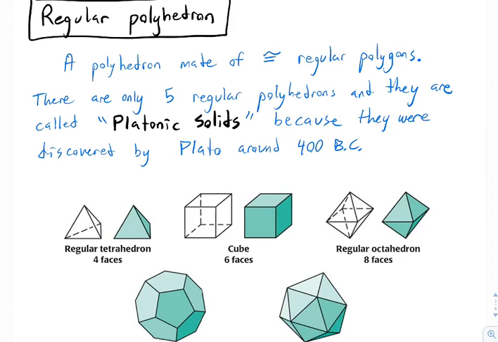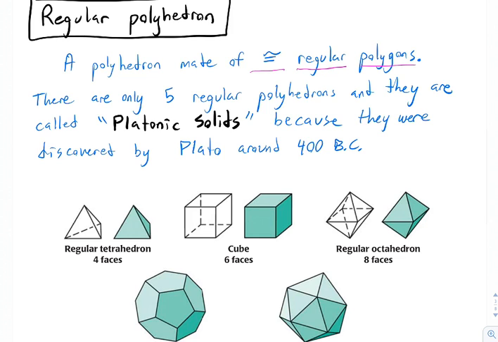So it can't just be that it has all of the faces being the same, because on that face, one edge might be longer than another. So what it has to have is it has to have congruent regular polygons. So not only are each of the faces the same, but the faces themselves are regular polygons.